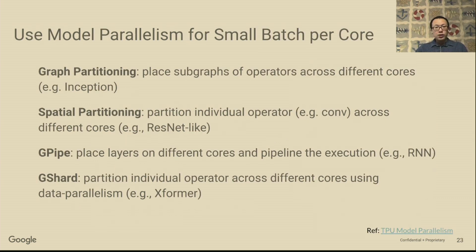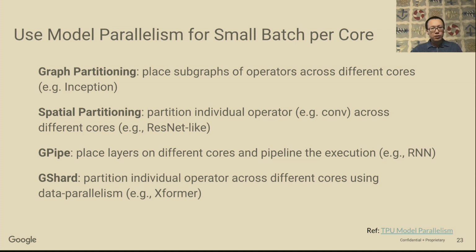So weight update sharding turns out to be very effective for data parallelism, especially for cases where the per replica batch size is small. But if you already have a relatively small per replica batch size and want to further scale your model to more computational resources, model parallelism can help here.